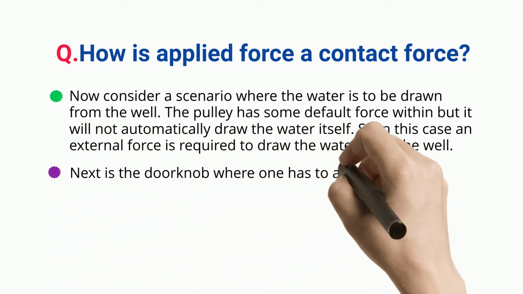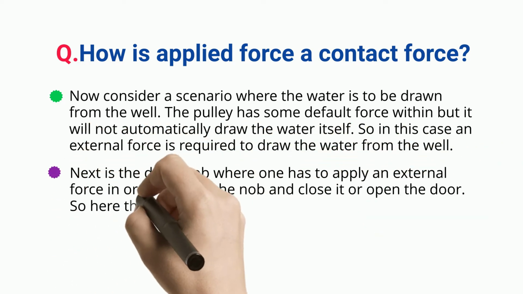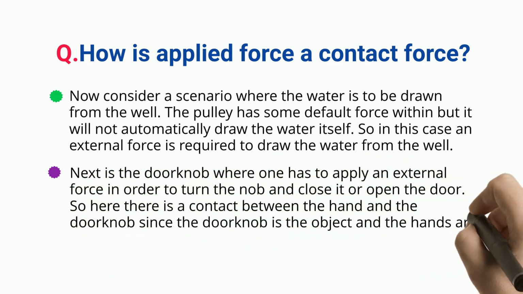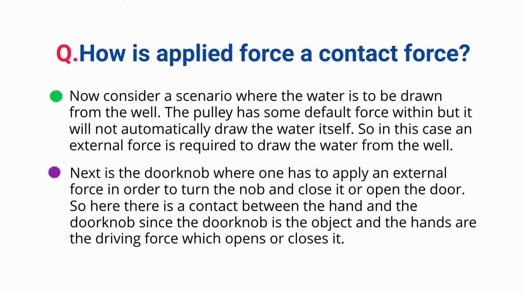Next is the doorknob, where one has to apply an external force in order to turn the knob and close it or open the door. So here there is a contact between the hand and the doorknob, since the doorknob is the object and the hands are the driving force which opens or closes it.